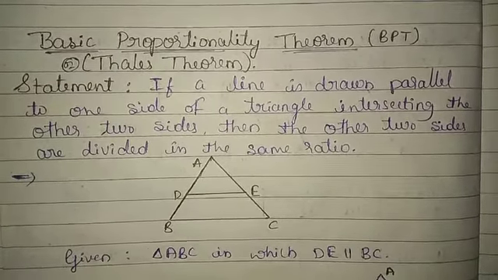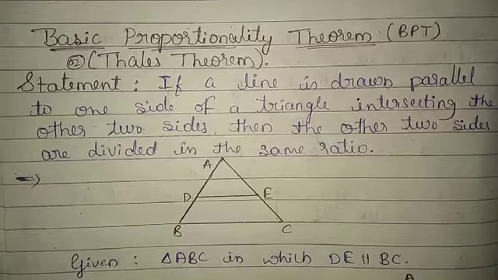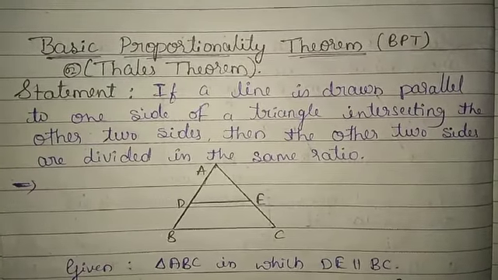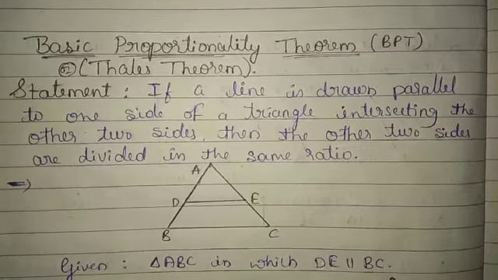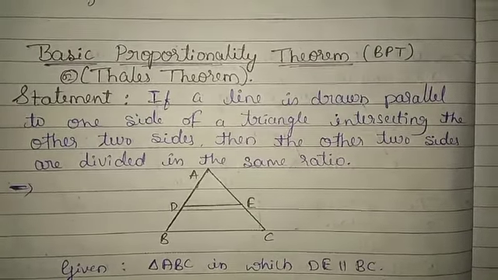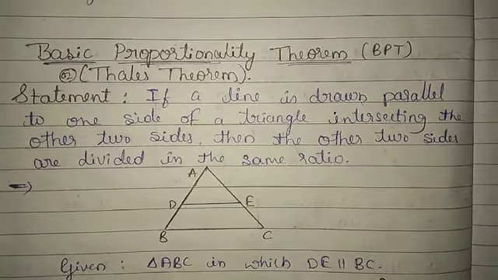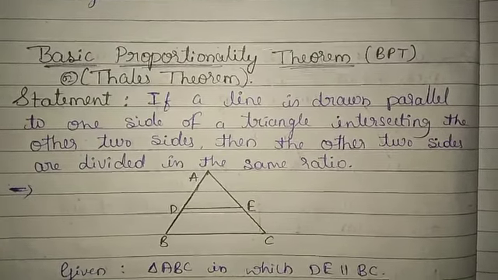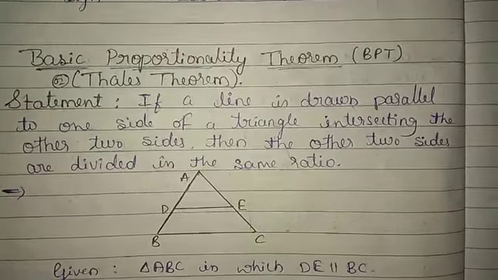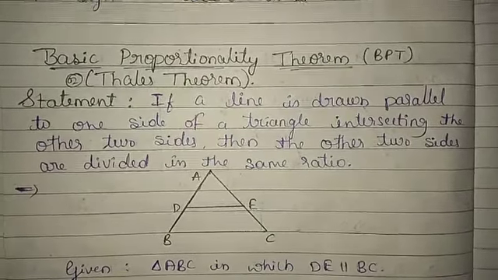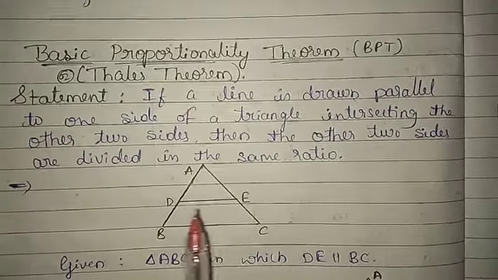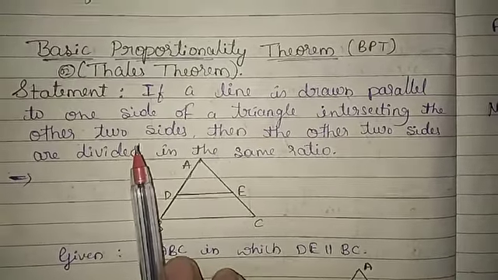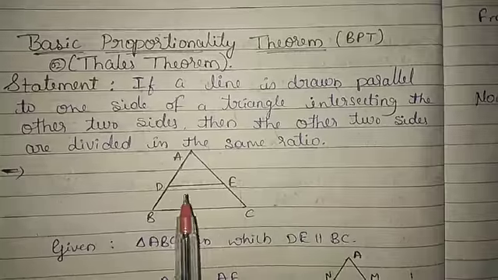First we will discuss the statement. What is that statement? If a line is drawn parallel to one side of a triangle intersecting the other two sides, then the other two sides are divided in the same ratio. What is given? They give one triangle. In this triangle, one line is parallel to one side of the triangle.